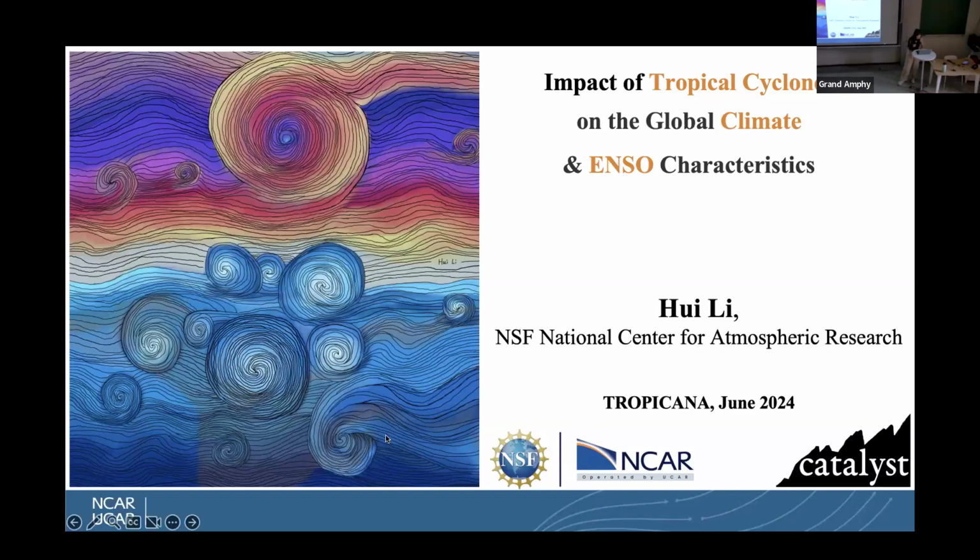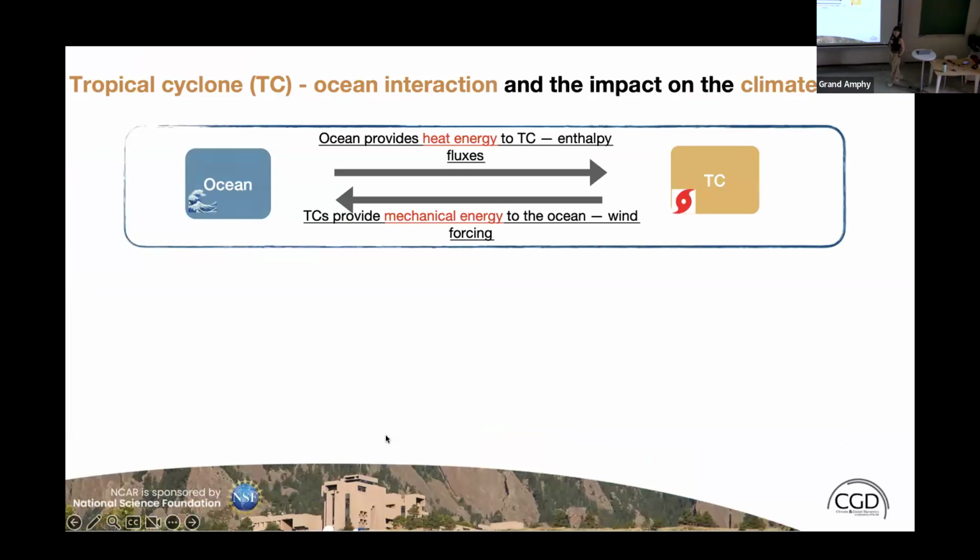All right. So the relationship between tropical cyclones and the upper ocean is a two-way interaction, right? It is. I think it's relatively well known that the ocean affects tropical cyclones by providing energy to fuel the storm, intensification, development, and everything. But at the same time, tropical cyclones actually provide mechanical energy to the ocean through their strong wind forcing.